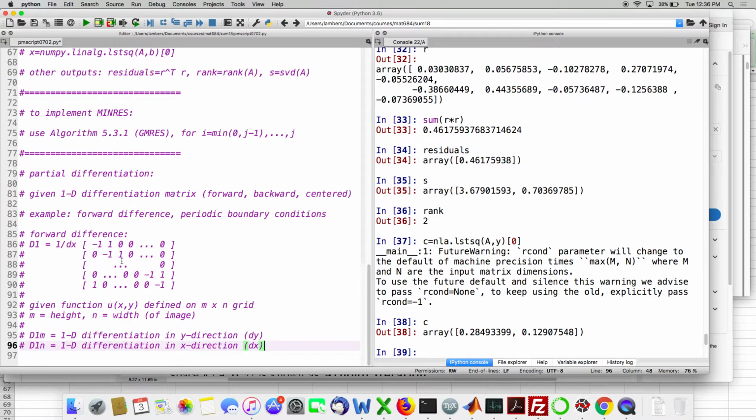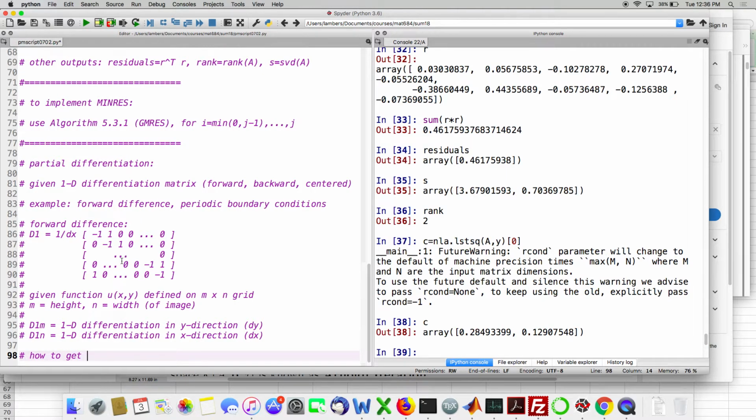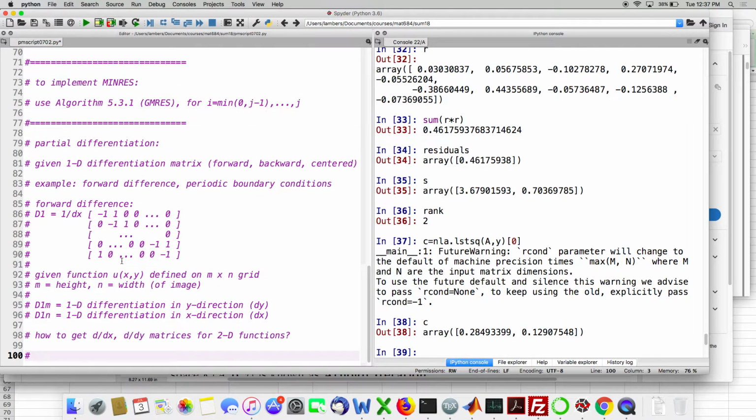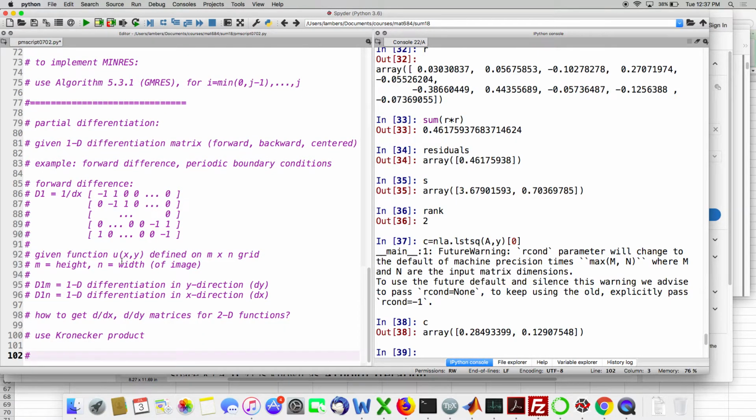So how do we get ddx, ddy matrices for 2D functions? It's actually simpler than you think. Use the Kronecker product. This is scipy.sparse.kron of two matrices A, B. So that's how you carry it out in Python. And it's the kron, K-R-O-N function in MATLAB that does the same thing.